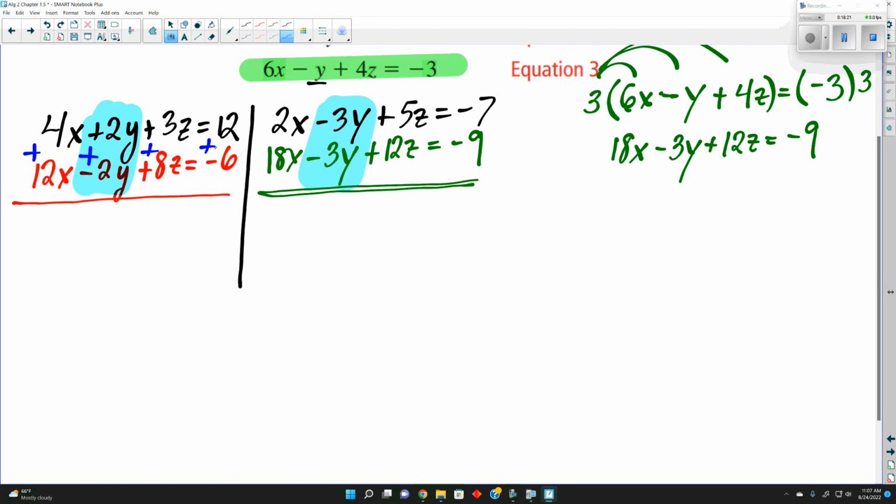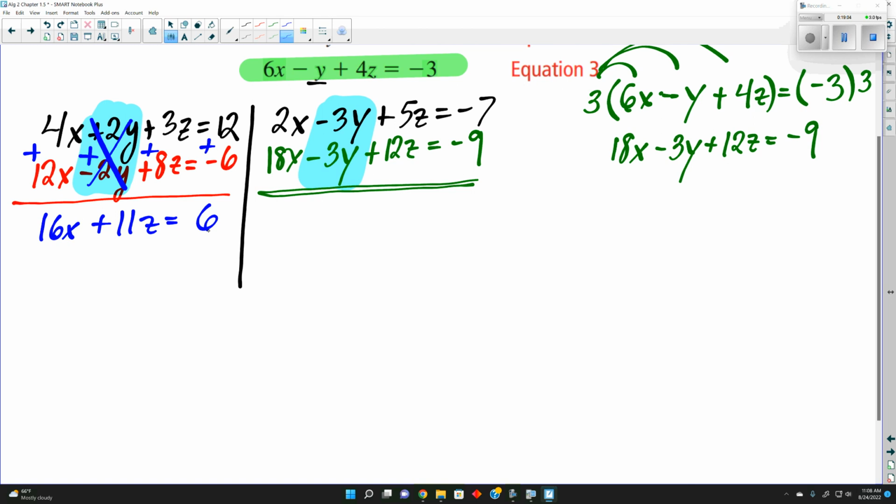So, for this, guys, focus back up here. Yep, so we'll add. So we'll do 4x plus 12x. 4 plus 12 is 16x. Now 2 plus negative 2, or 2 minus 2, is 0. And 3 plus 8 is 11, so we have plus 11z is equal to. Then on the other side, 12 plus negative 6, or 12 minus 6, is 6. So we took those 2 equations that both had 3 variables, now to one equation with 2. We got rid of one variable.